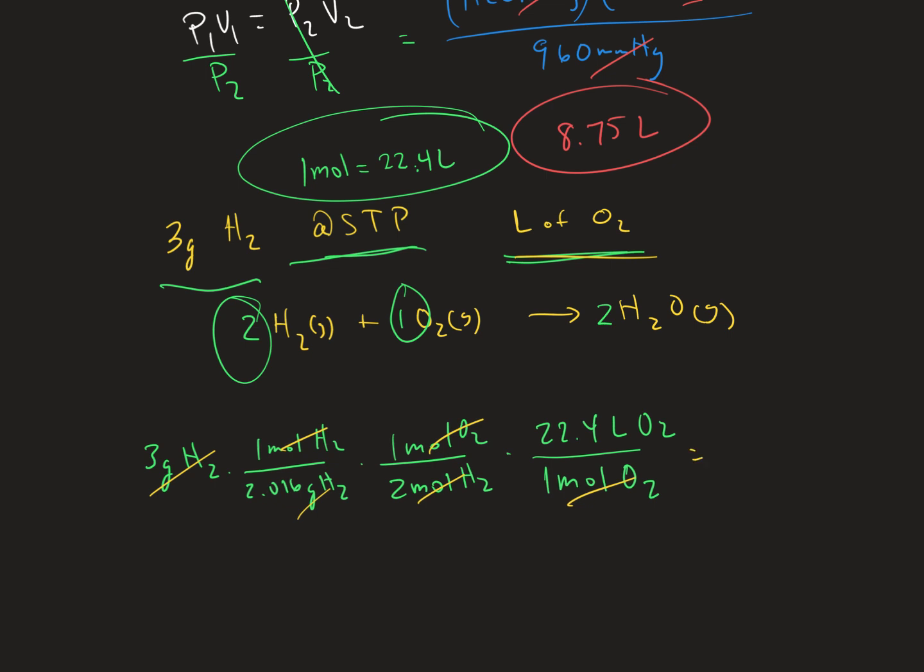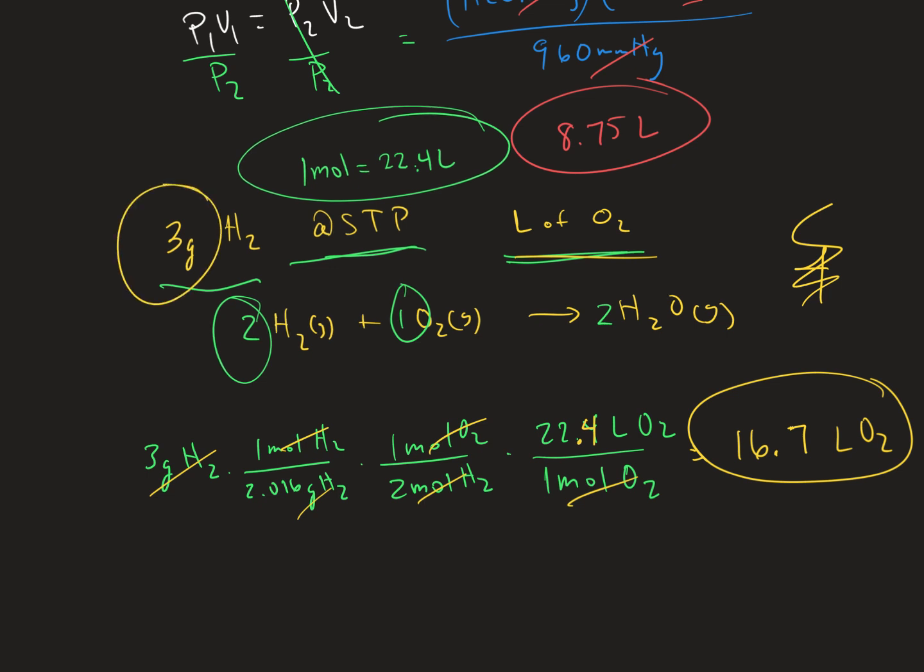That's a 4. Sorry. I need to write my 4s like this, but then it could look like a 7. I just need to write better, don't I? 16.67, or we could just round to 17 liters of O2. Whatever.